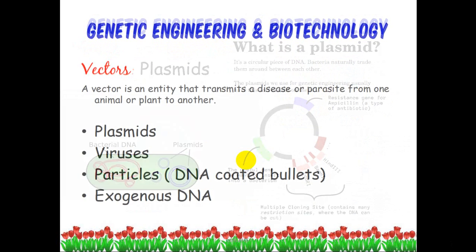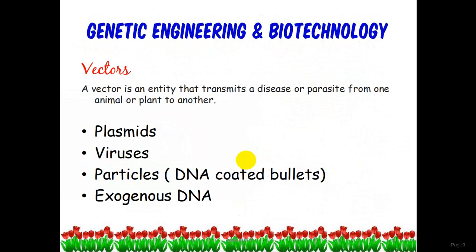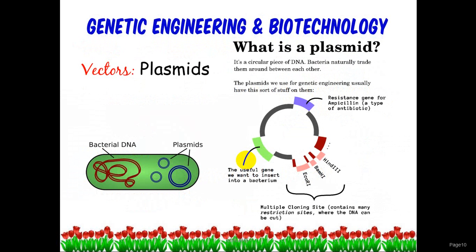So we left our lecture on vectors. So, continuing with plasmids. First of all, what is a plasmid? It's a circular piece of DNA. Bacteria naturally trade them around between each other. Usually, a plasmid is an extra DNA which is present in the bacteria.